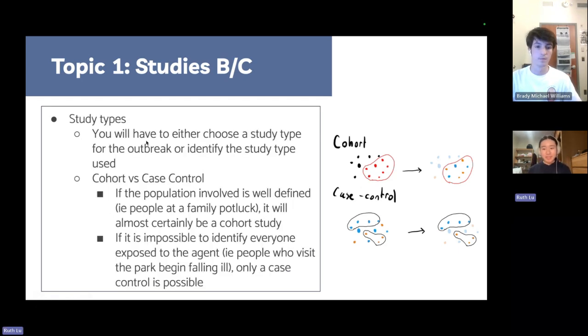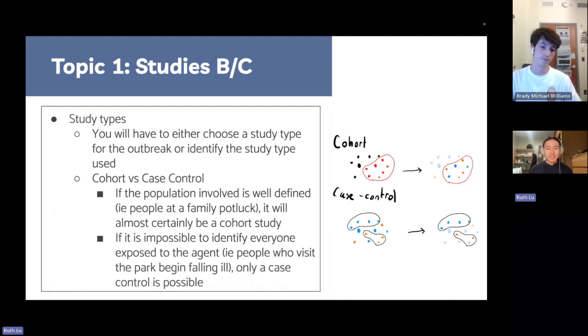So usually you'll be given a situation and then you have to choose one of the two study types. And usually it's cohort versus case control. So if the population is very well defined, like people at a family potluck, using a cohort study is probably for the best, because in a cohort study, you can look at the entire group of people, see who is exposed, and then figure out who got the disease and what caused it.